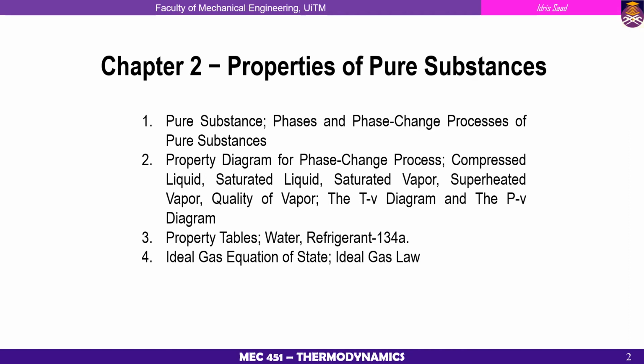As for the ideal gas, the related thermodynamic properties can be obtained by calculation using the ideal gas equation of state, which is PV = mRT. Hence, we will learn about the ideal gas law for the substance of the ideal gas. So that's all about the outline of this Chapter 2.